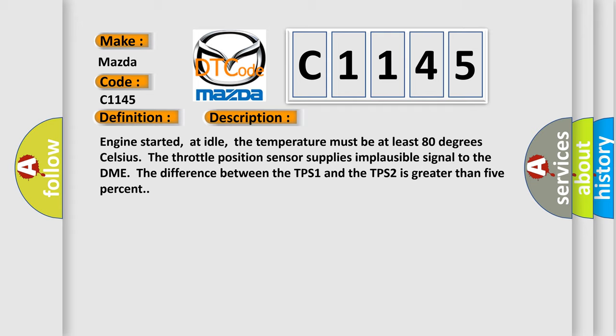Engine started, at idle, the temperature must be at least 80 degrees Celsius. The throttle position sensor supplies an implausible signal to the DME. The difference between the TPS1 and the TPS2 is greater than 5%.